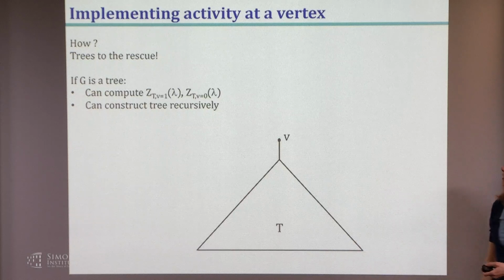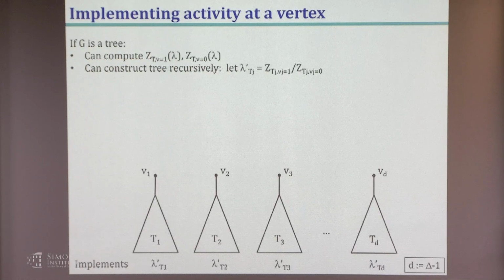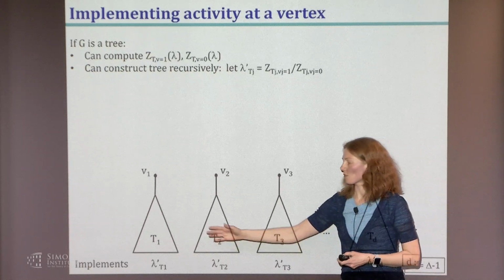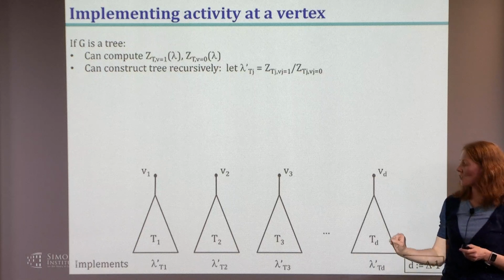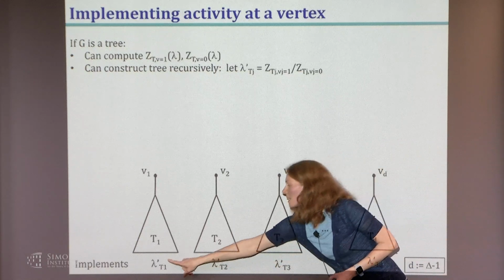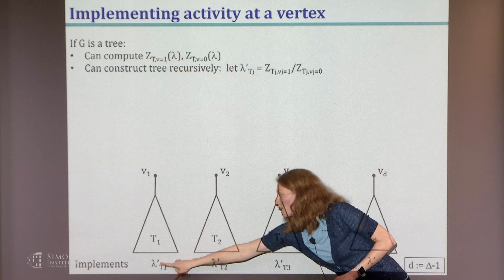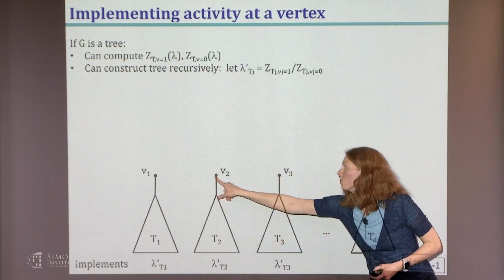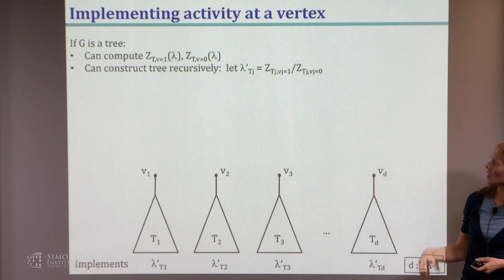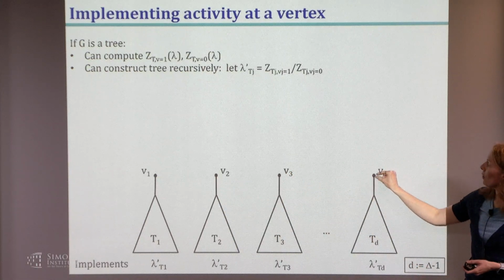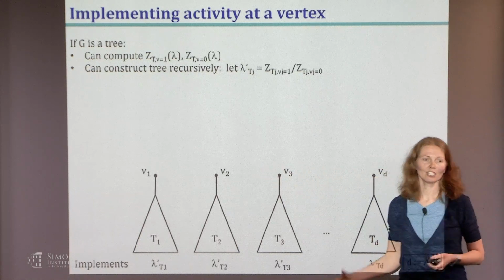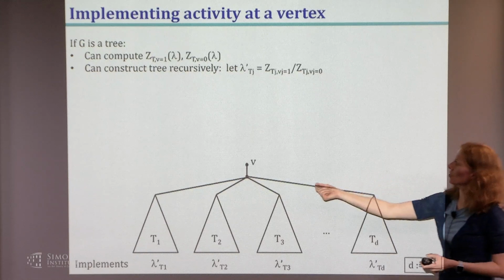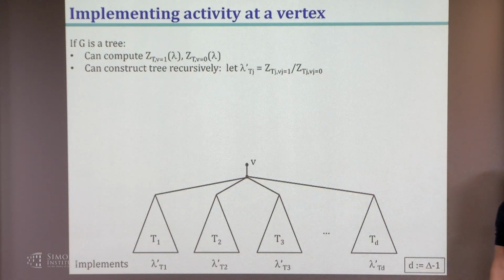And we can construct the tree recursively. And so how would that work? Well, if we already have some trees that we constructed, and these trees implement different activities, so let's say this is activity lambda prime for tree T1, lambda prime for tree T2, and so on and so forth. What can we do? Well, we have all of these extra vertices that we can just merge. So if we just merge them and create one extra vertex at the top, what is the new activity?